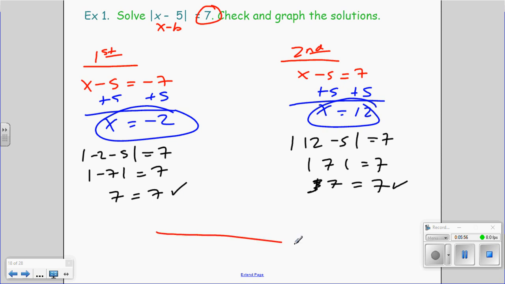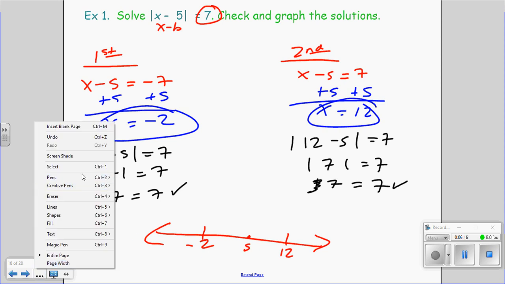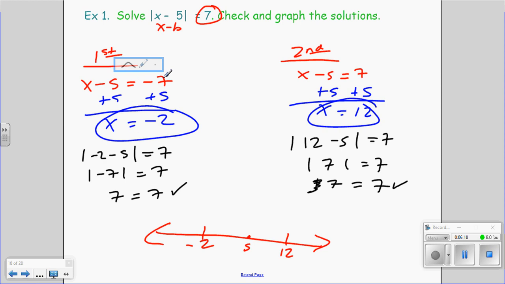So let's graph it on a number line. We would have negative 2 and 12. And we're trying to see their distance from 5, and both of them are 7 spaces away from 5. That's what it means to graph the solution.